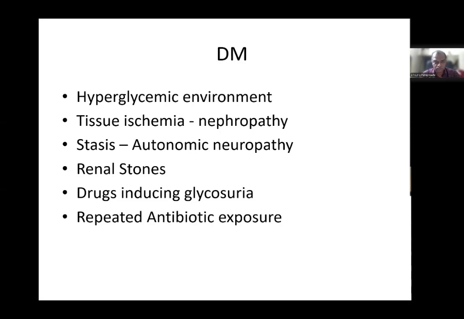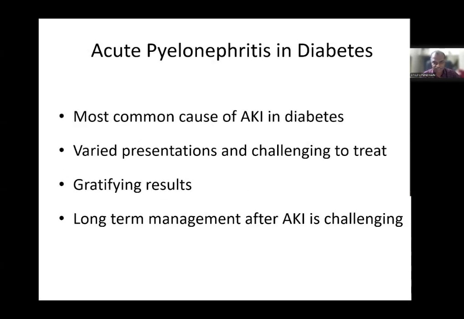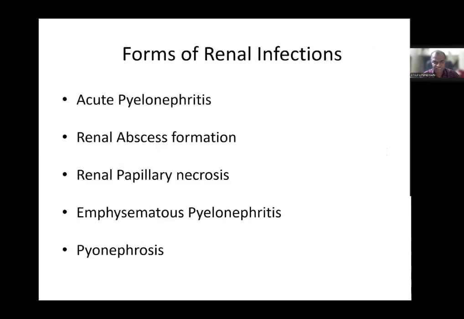So coming to the topic, as you know, diabetes produces a very hyperglycemic environment, produces tissue hypoxemia, which is conducive to organism proliferation. Then there is stasis, there is autonomic neuropathy and stasis. So again, conducive to organism multiplication. There are renal stones, there is drug-induced glycosuria and repeated antibiotic exposure. All these are favoring infection. Pyelonephritis in diabetes, as I said, is the most common cause. Varied presentation, it can be challenging to treat, and very often results are gratifying, and long-term management is again challenging.